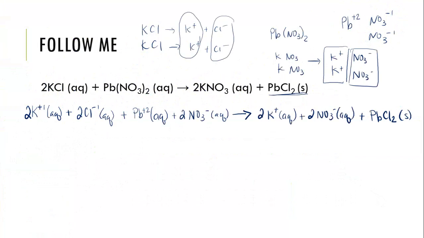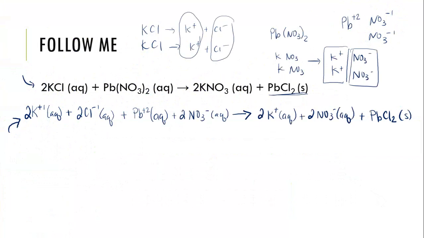So this is our complete ionic equation. We have written everything as ions if it will break up into ions. So what we're going to do next is take away our spectators. And our spectator ions are anything that is the same on both sides.